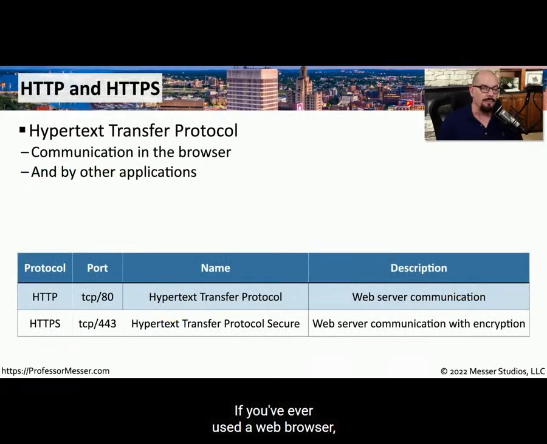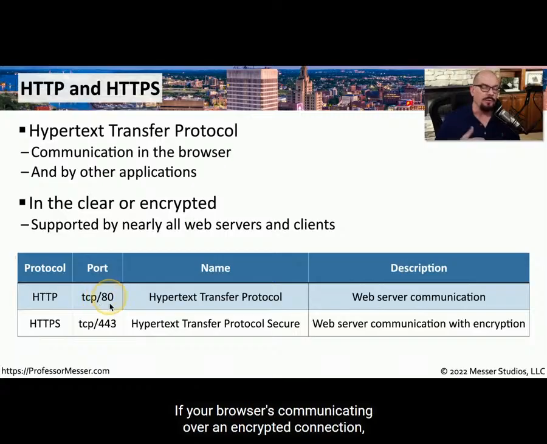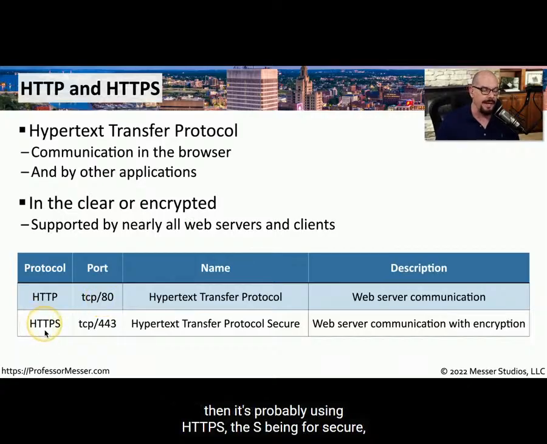If you've ever used a web browser, then you've used HTTP and HTTPS. HTTP is the Hypertext Transfer Protocol, and this is the common protocol used by our browsers to communicate to web servers. There are two different protocols depending on the type of communication that you'll be doing. If you're communicating in the clear or in a non-encrypted form, you would be using the HTTP protocol, which uses TCP and port 80. If your browser's communicating over an encrypted connection, then it's probably using HTTPS, the S being for secure, and that uses TCP port 443.